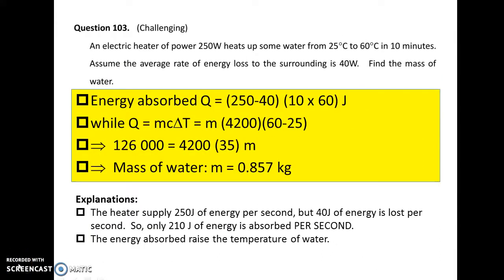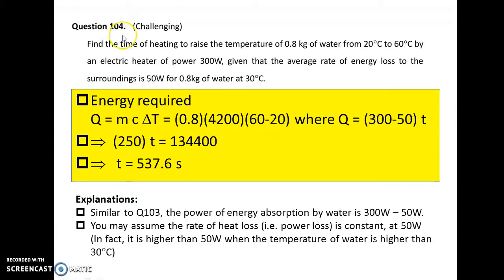Question 103. In this question, there is an electric heater of power 250 watt, which means in each second, 250 joules of energy is supplied to the water. However, there is also energy lost to the surroundings, and that is 40 watts. That means 40 joules of energy is lost per second. In other words, the effective heating power is 210 watts. Multiply with the time taken, then you may find the energy given to the water. And so, in this case, you may find the mass of water using the equation Q equals mc delta T.